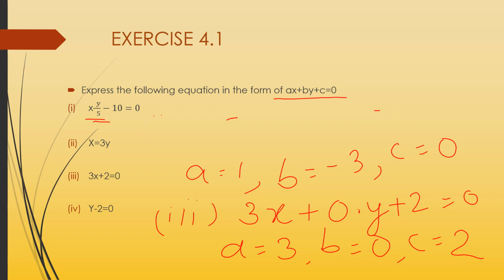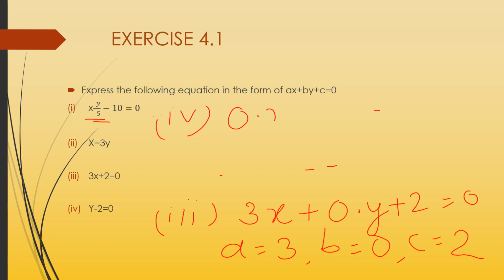I hope now the fourth part is quite clear to you. You can do it on your own. So in the fourth part, x is missing. Obviously the coefficient of x must be 0. 0 into x plus y minus 2 equals 0.